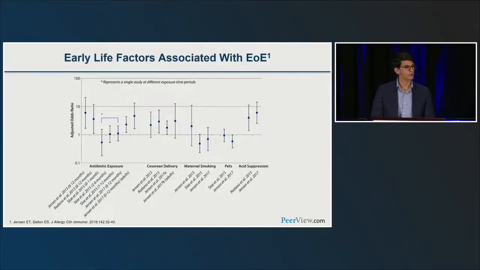Now, we know that other factors are also associated with both the risk of developing EoE and also protection from EoE. There have been multiple association studies showing things like antibiotic exposure early in life, whether or not you were delivered by cesarean section, maternal smoking history, whether there are pets in the home, and medications like PPIs or H2 blockers for acid suppression, which have all been associated factors identified in EoE pathogenesis.